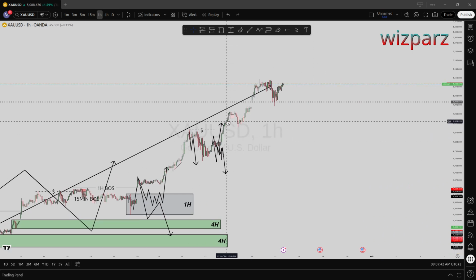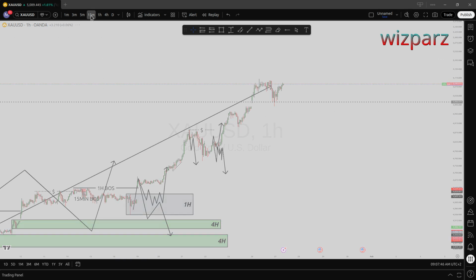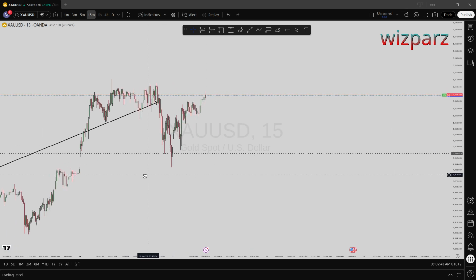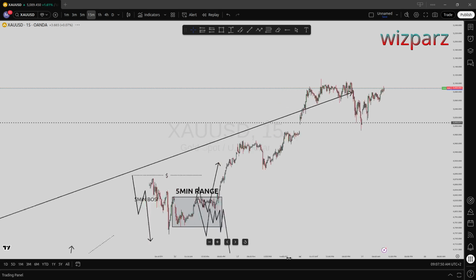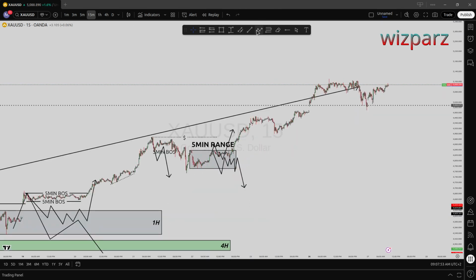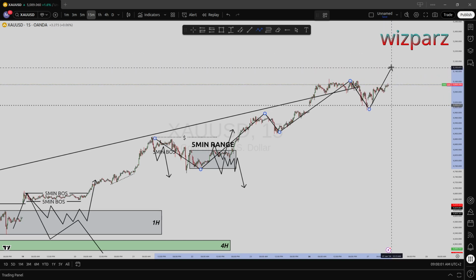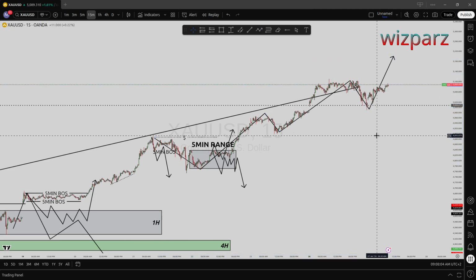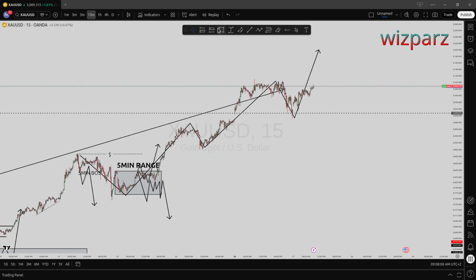And as you can see, there is no 1 hour trend, and you scale to 15-minute time frame, and you can see that the market is making higher high and higher low, higher high, higher low, higher high, higher low. We are expecting price to continue pushing up and make higher high, or even we can expect price to fail, make higher high, and then give us a change of character to the downside.